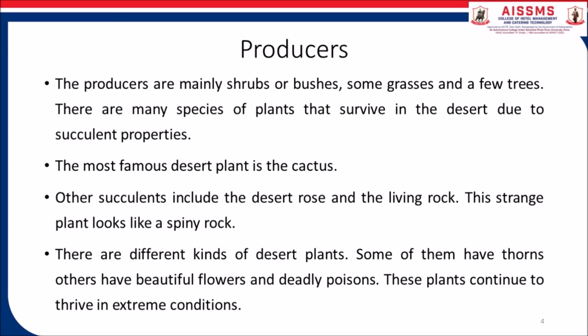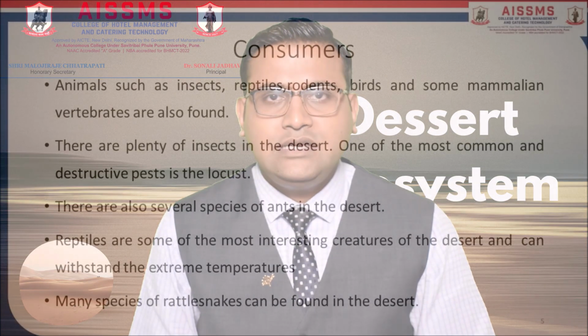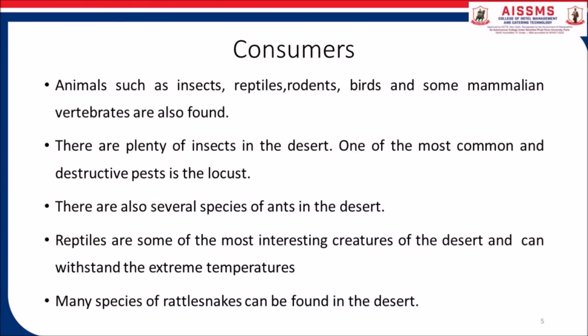There are many other kinds of desert plants. Some of them have thorns, others have beautiful flowers and deadly poisons. Even in the worst conditions, these plants continue to thrive. Next one, consumers. These include animals such as insects and reptiles. Besides them, some rodents, birds and some mammalian vertebrates are also found.